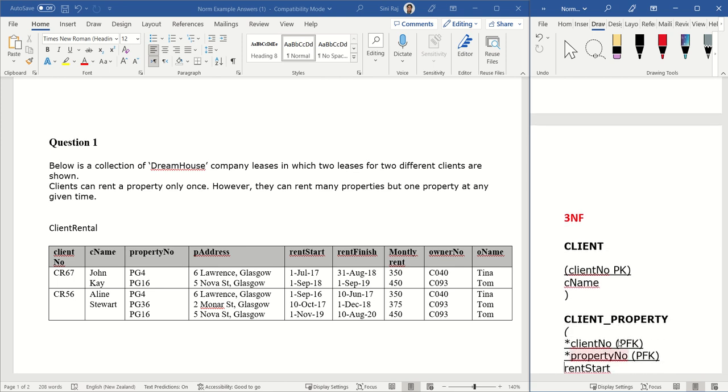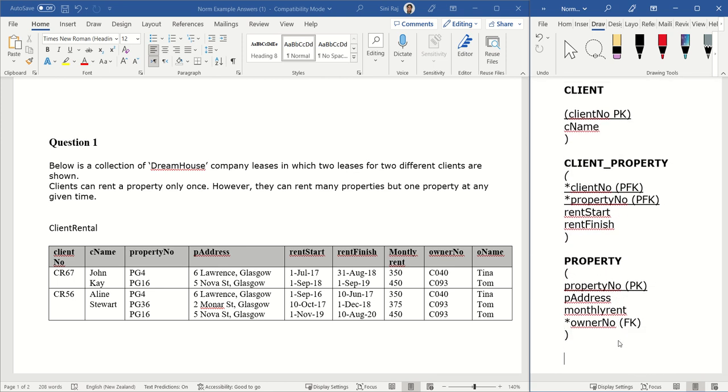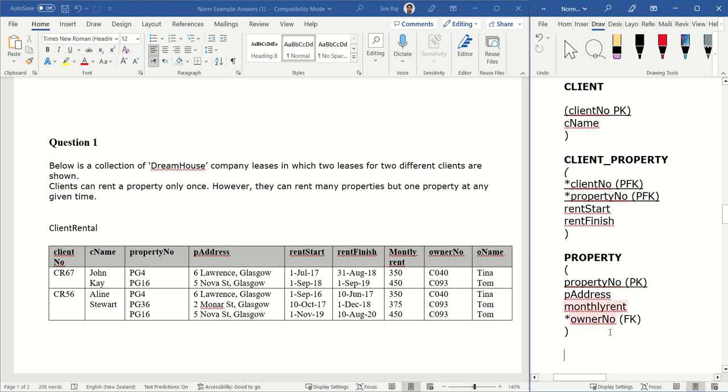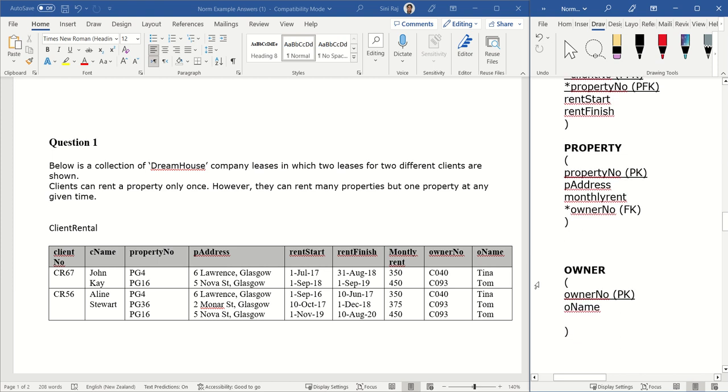So in the 3NF, we do have this client, and all the other tables are intact. The only difference is that we now have this owner table with the owner number and the owner name, with owner number kept as the primary key, and we need a relationship between the property table and the owner table, and for that we will keep this one as the FK. You need to make sure it is shown as a foreign key. The star just shows that it's a foreign key reference.